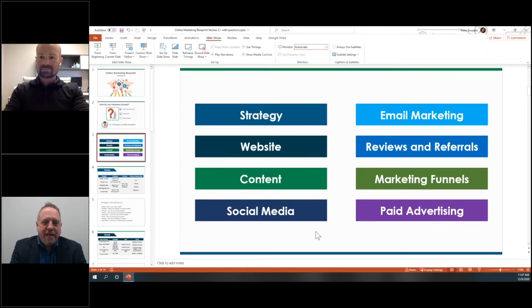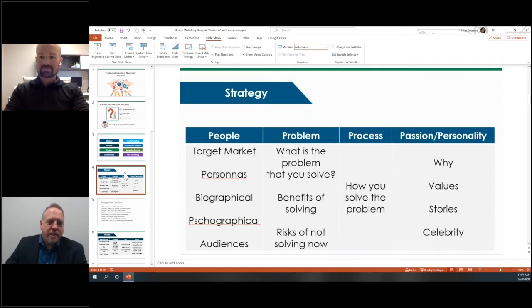So that's kind of the key there in terms of what you own versus what you rent. And social media is a little bit more of a rented space for businesses. So we'll talk more about that. So let's get into the strategy piece first.